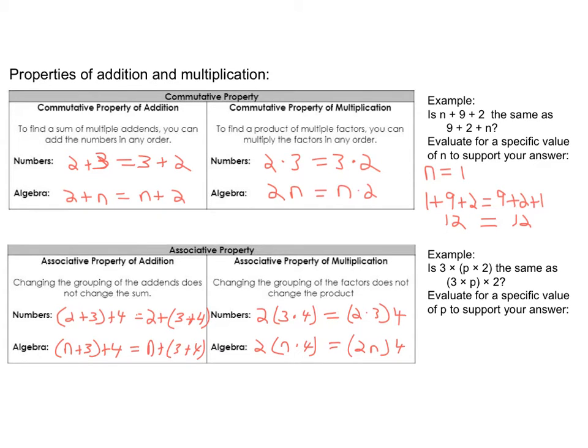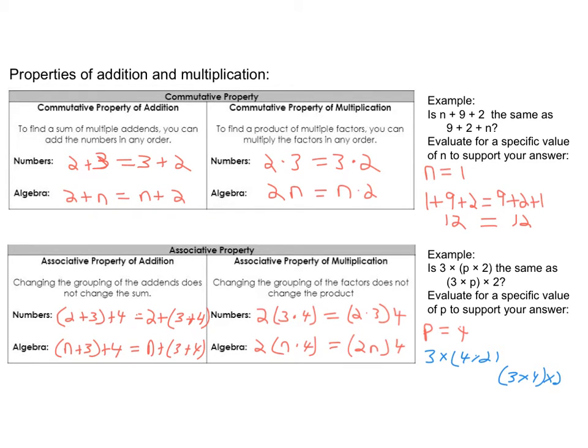Imagine if n is equal to, I don't know, let's say 4. So I'm going to see if these two expressions here are the same when n is equal to 4. And we're going to get 2 times 4 times 2, and we're going to have also 3 times 4 times 2. That'll be the same thing.